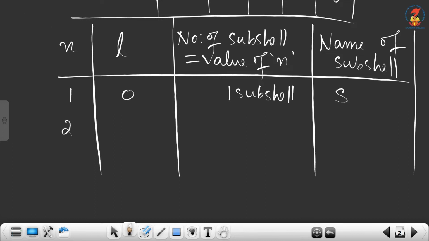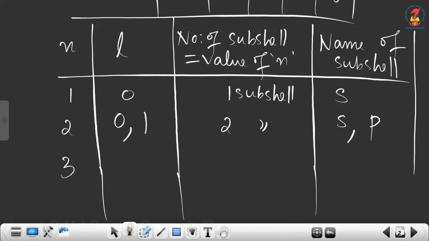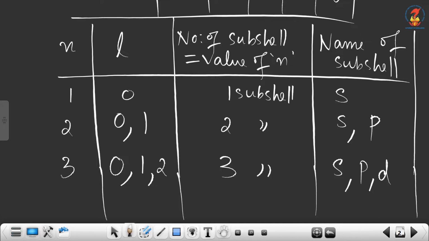Now n is equal to 2. We have L is equal to 0, 1. So the number of subshell is equal to value of n. So 2 subshells. And what is the name of subshell? Name of subshell is given from the value of L. We have L is equal to 0 and 1. So name of subshell is s, p. Next n is equal to 3. N is equal to 3, L is equal to 0, 1, 2. So number of subshell will be 3 subshells, and name of subshell will be s, p, d.